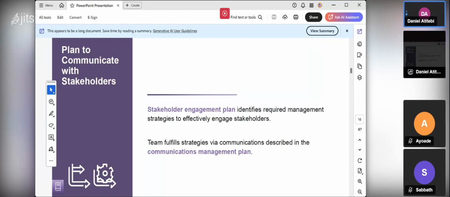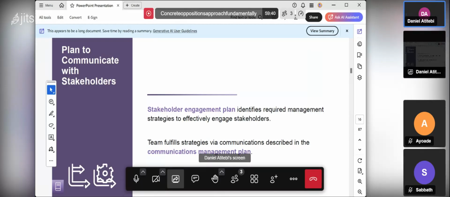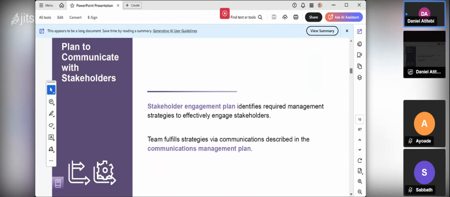It helps you to be organized, to have control over your project, to be able to manage the stakeholders very well, to have a smooth running in your project activities. That's the purpose of this. PMI in the exam, don't play with this. You must understand the difference between the stakeholder engagement plan and the communication management plan.